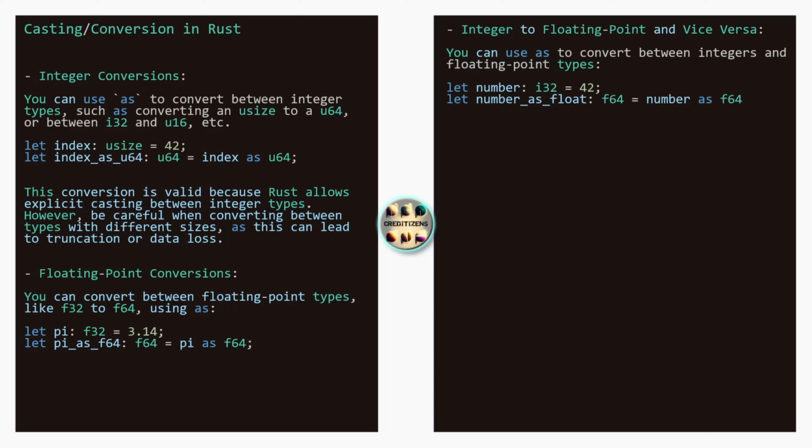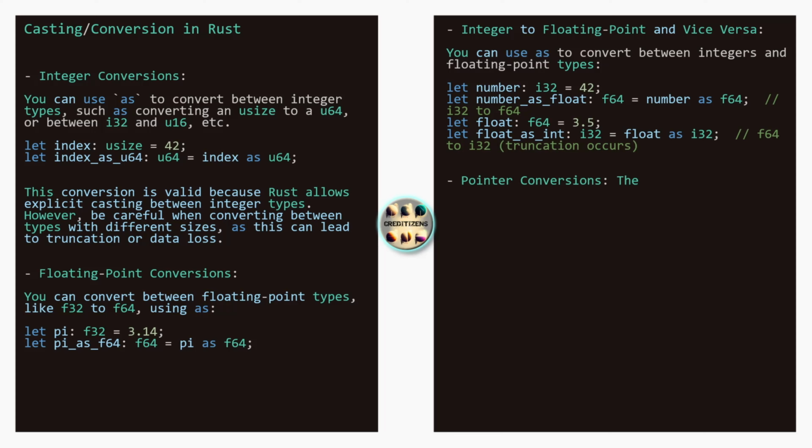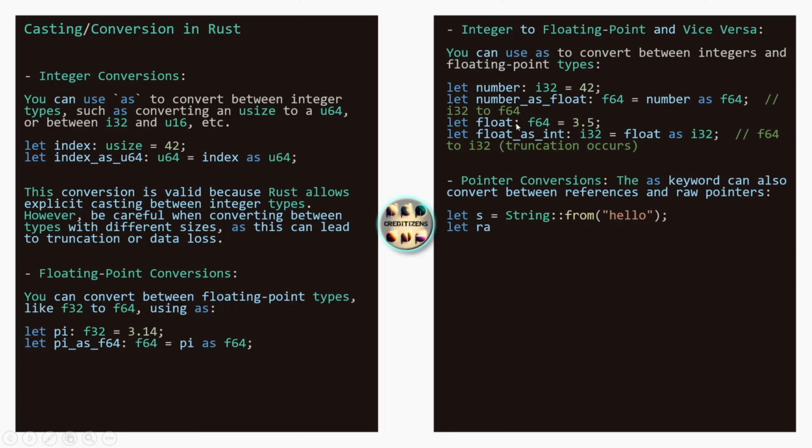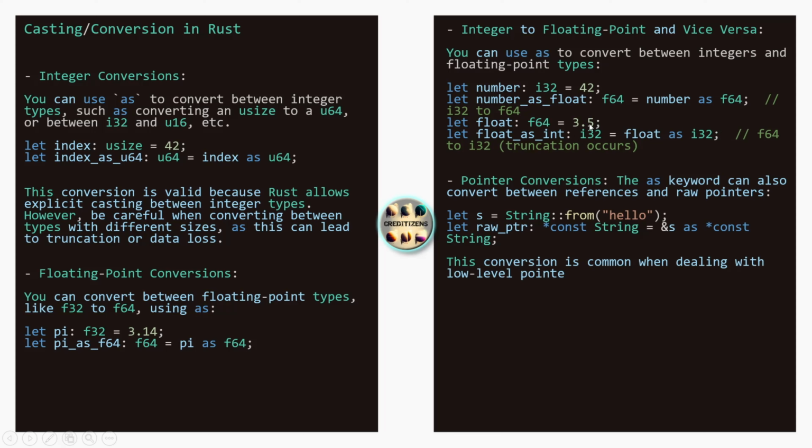Integer to floating point and vice versa. You can use the as keyword to convert between integers and floating point types. So this is also possible. Here we have a number 42, and here we convert it as an f64. So i32 to f64, we have an f64 here, and we're doing the other way around, the float as an i32.